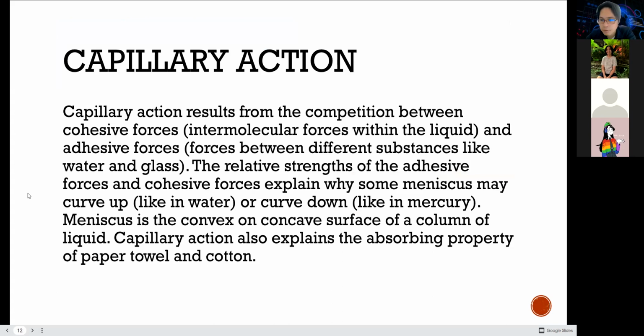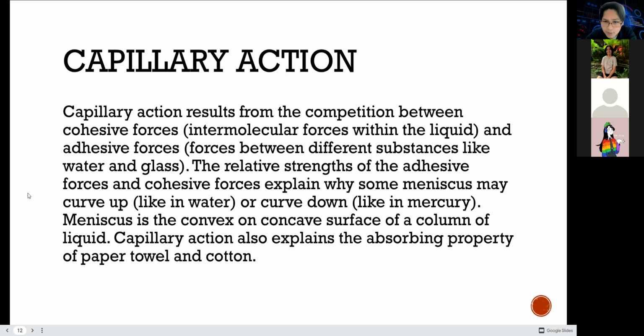Capillary action. We were supposed to have a laboratory activity on this, but of course, we are still in the pandemic situation, so we cannot do the activity. Capillary action results from the competition between cohesive forces, the intermolecular forces within the liquid, and adhesive forces, the forces between different substances like water and glass. The relative strength of adhesive and cohesive forces explains why the meniscus may curve up like in water and curve down like in mercury. Meniscus is the convex or concave surface of a column of liquid.